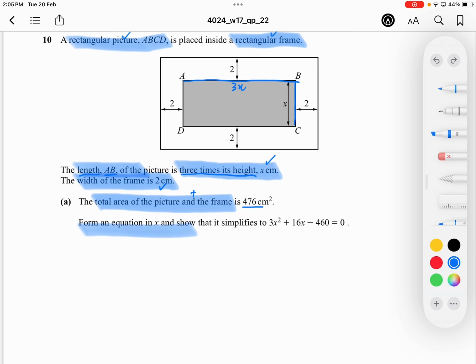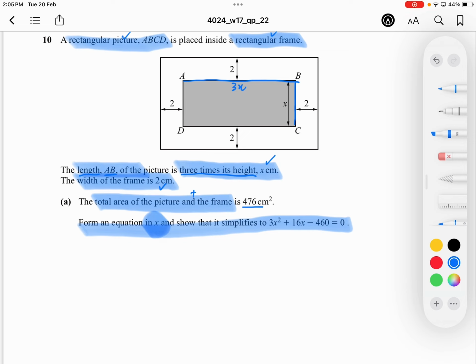Then the question says form an equation in X, and you think, oh my god teacher, what does an equation have to do with suddenly perimeter? One minute we're talking about perimeter, one minute we're talking about area, we're talking about X, we're talking about 3X, we're talking about picture, we're talking about frame. Suddenly, the question says form an equation. Where did that come from? So it means it is connected. Don't raise your hand. Excuse me, the question is wrong. Don't do that. Okay.